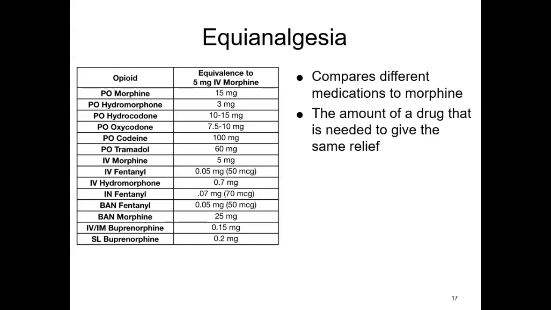So for example, this is just one of many different tables that says PO codeine: you would have to give 100 milligrams of codeine to equal 5 milligrams of IV morphine. That tells you that that is not a very strong medication, as we learned before. On the other hand, hydromorphone, you would have to give 0.7 milligrams to equal 5 milligrams IV morphine. That's pretty strong, but even stronger, look at the fentanyl: 0.05 milligrams to equal 5 milligrams IV morphine. So it just helps us make considerations as far as dosing for patients.